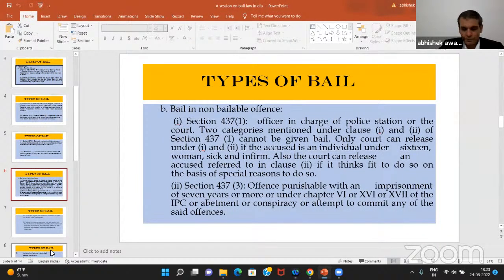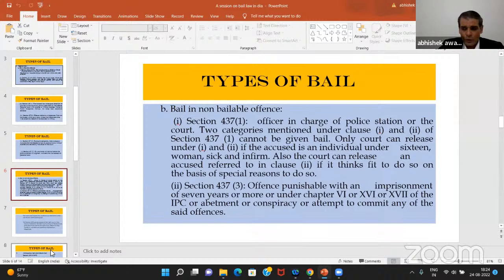One is where there are reasonable grounds for believing that this accused has committed an offense punishable with death or imprisonment for life. So the first category is only where this accused is accused of an offense punishable with life or death.